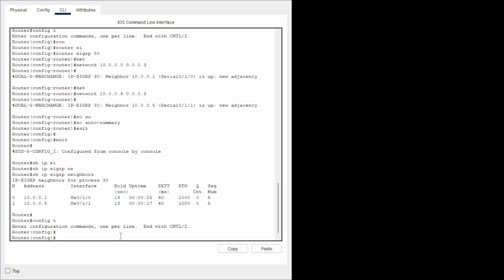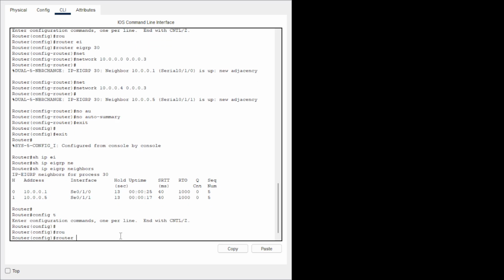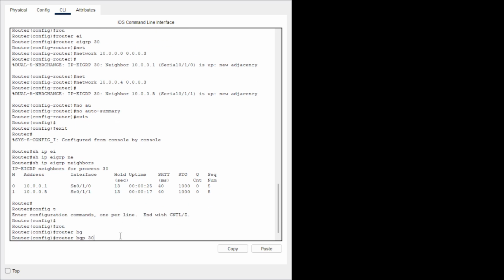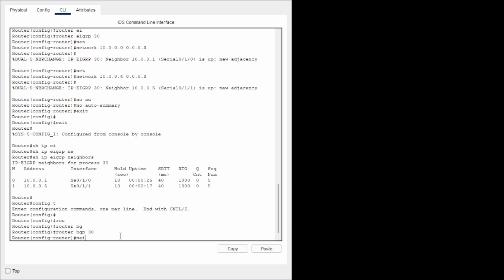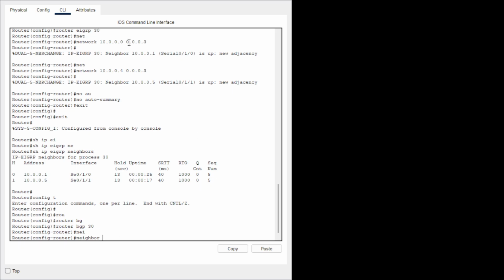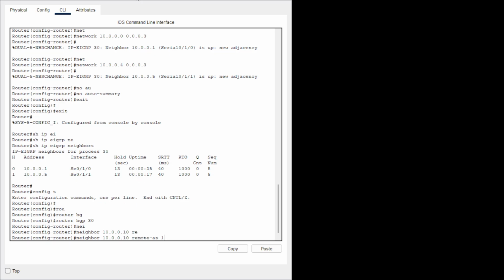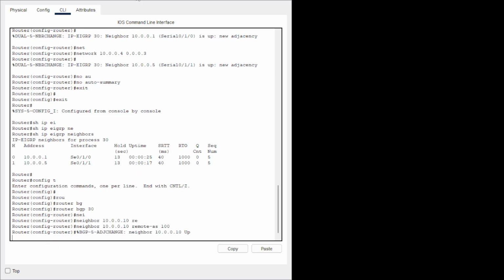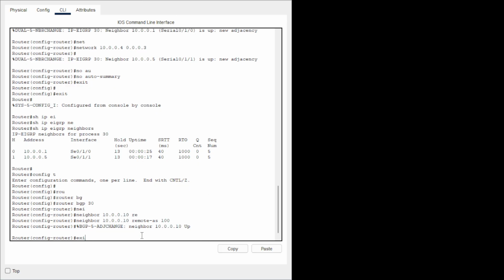Config the router BGP ASN number 30. So the neighbor directed at the BGP router is 10.0.0.10, and its remote ASN number is 100. So it says neighborship has been developed.